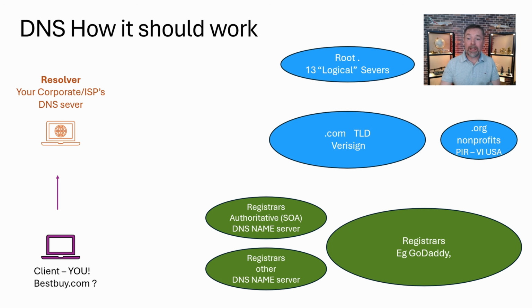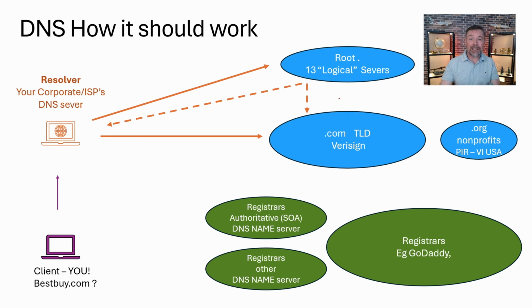So what it's going to do is it's going to go first to the root server, one of the root servers. And it's going to say, hey, I need the IP address for bestbuy.com. The root server is going to say you need to ask the .coms, and it will redirect us to the top level domain for .com, which in this case is VeriSign. So we're going to ask VeriSign, hey, what's the IP address for bestbuy.com? Well, VeriSign is going to say, hey, I know GoDaddy sold that domain, so you better go and ask them.